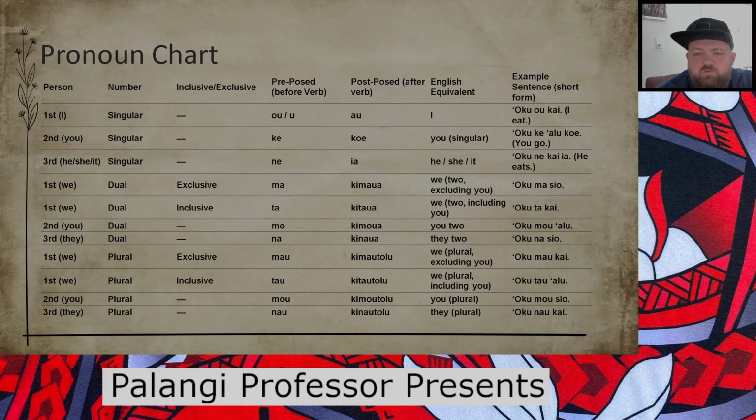So plural exclusive, mao and kimautolu. So this is we, plural, excluding the person you're talking to. The best example I have for this, which I think I've given in another video, is when we pray, we are praying to God the Father, and we are usually not including him in the things that we're praying for. So if we're going to be praying to bless us, bless the people, our family, or bless our congregation, or whoever we're praying with, we're not including asking God to bless himself in that. So we would say something like okumao kole.